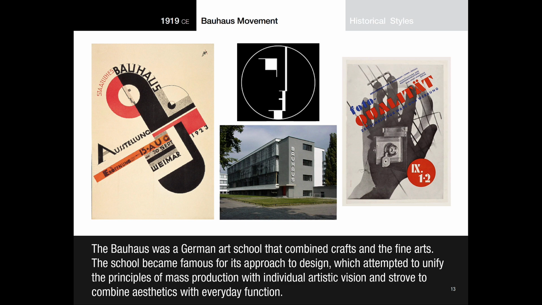In the center there, you can see the original Bauhaus building, which to us doesn't look that spectacular, but when you consider this building was built in 1919, it was way ahead of its time.